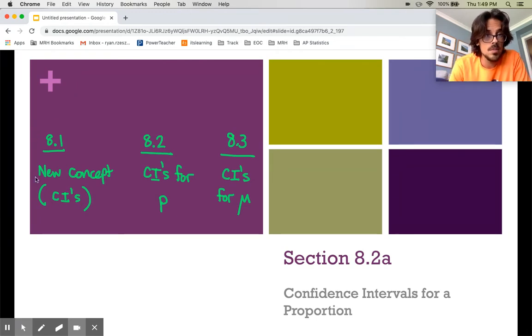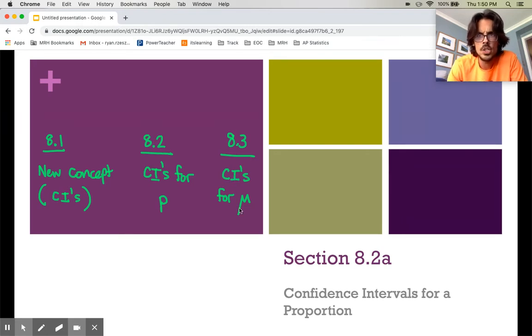The first section of the chapter, in 8.1, we wrapped our heads around a new concept. Last chapter was sampling distributions. This chapter is the idea of a confidence interval. Now, in section 8.2 we're going to learn how confidence intervals can be applied to problems with P in them, our proportion symbol. And then in 8.3, we're going to learn how confidence intervals can be applied to problems with mu in them.